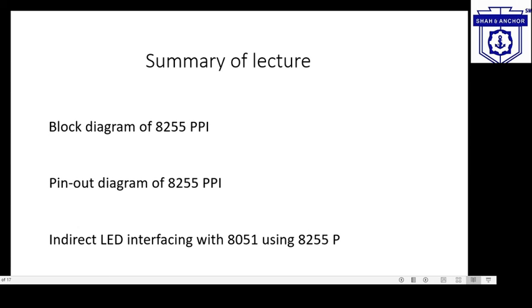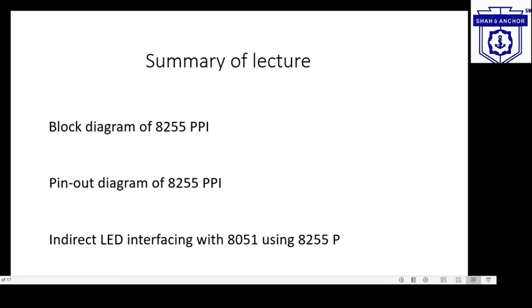So what is the summary of today's lecture? What we learned today? We learned the block diagram of 8255 PPI. In the block diagram, now we know that there is a group A control and group B control. Then it has port A and port C upper 4 bits. Then in group B, port B and port C lower 4 bits. Then it has two different modes, BSR mode and input output mode. Then in the input output mode, there are three different modes: mode 0, mode 1 and mode 2.